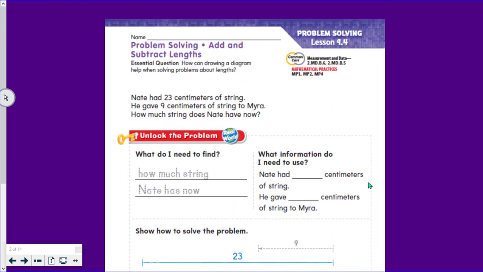Page 621. And it says, Nate had 23 centimeters of string. He gave 9 centimeters of string to Myra. How much string does Nate have now? So we're going to unlock the problem, and we have to think, what do I need to find? Well, we need to find how much string Nate has now. So let's go ahead and trace this.